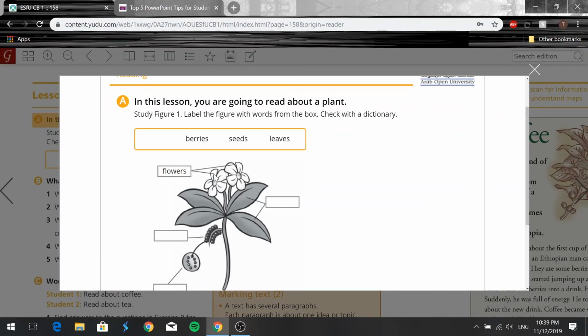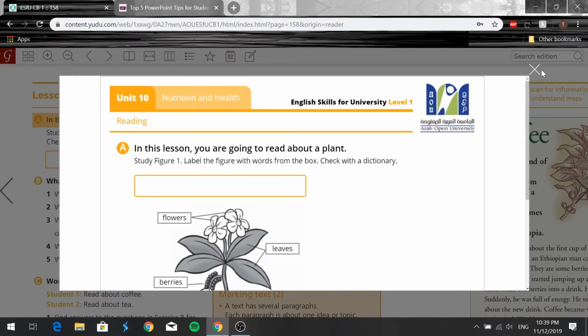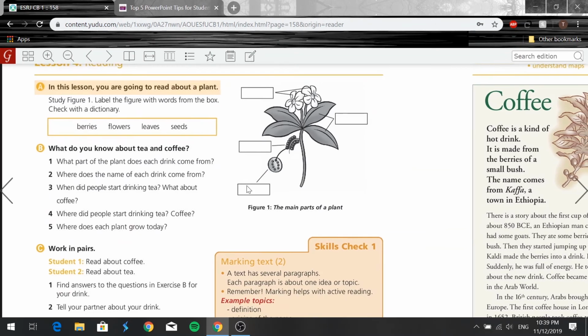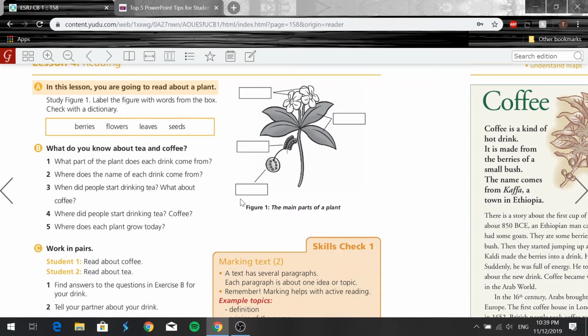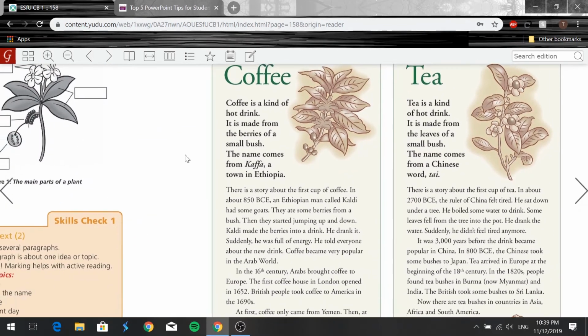So we have flowers, okay? And these are leaves, okay? And these are called berries. And finally, we have seeds, okay? So these are the main parts of a plant. Now let's go to exercise B. What do you know about tea and coffee? And before we move any further, let's go to this side right here and read about coffee and tea, okay?